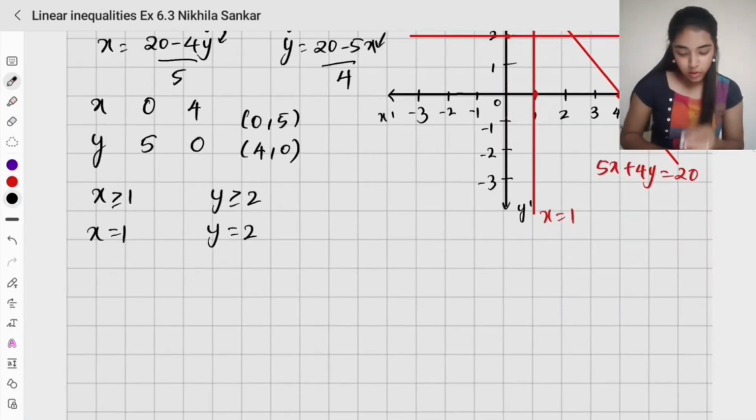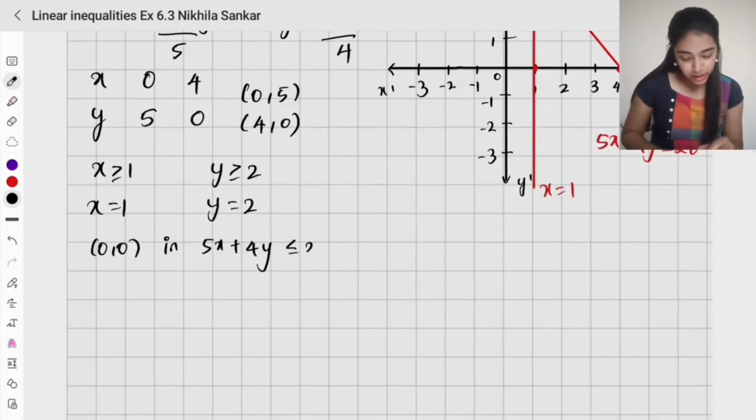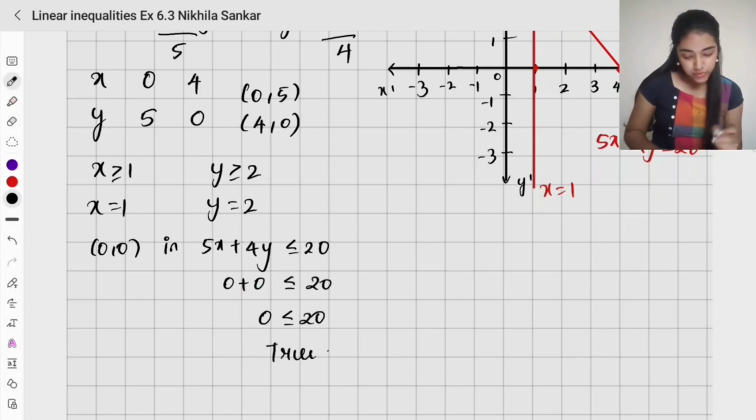Now let's check whether 0, 0 is included. So 0, 0 in 5x plus 4y, what is the inequation? Less than or equal to 20. When we see the less than symbol, 0, 0 is definitely included. 0 less than or equal to 20. So this is going to be true.